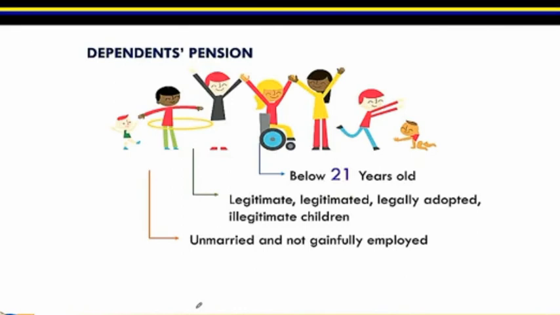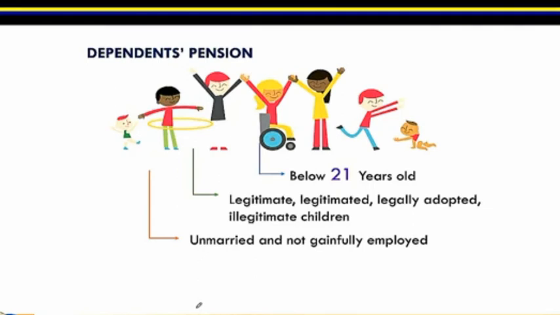But if they are unmarried and not gainfully employed, they are still considered dependent children as long as they're below 21 years old. Because once they're above 21 years old, they are no longer considered dependents. Question, ma'am. My daughter or my son is 18 years old, but he or she is already married. Is he or she still considered a dependent? No. Because, as we said, they need to be unmarried. So, even if below 21, if he or she is married, he or she is removed from our definition of a dependent. Okay?